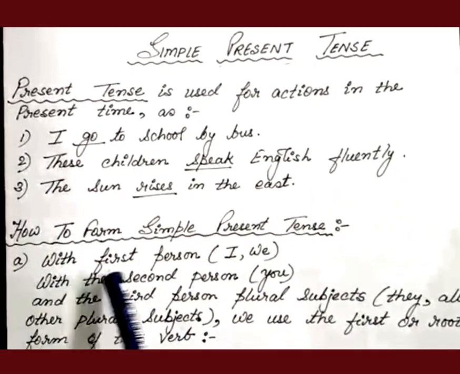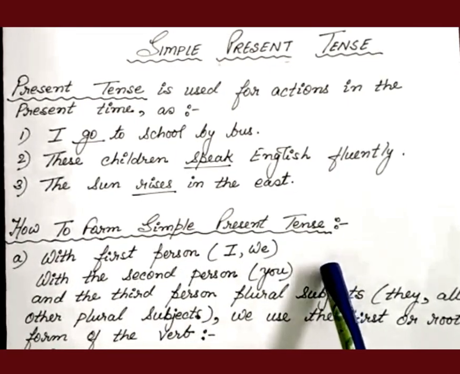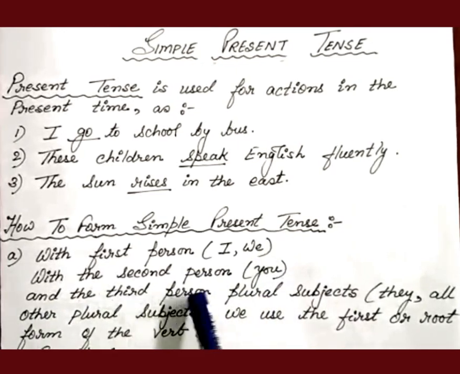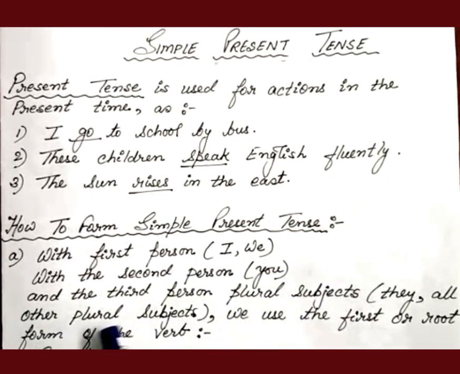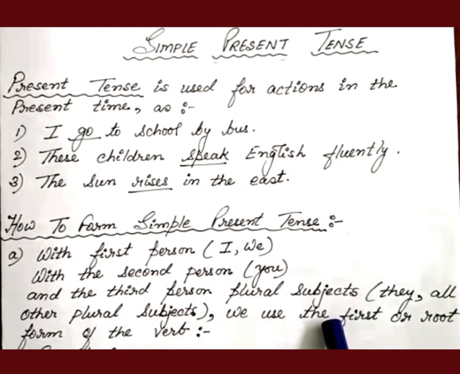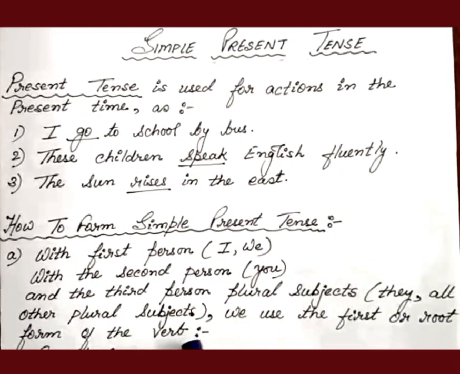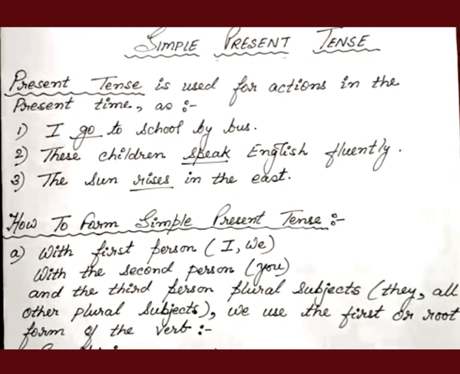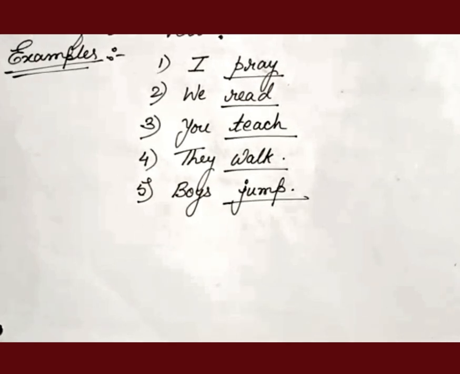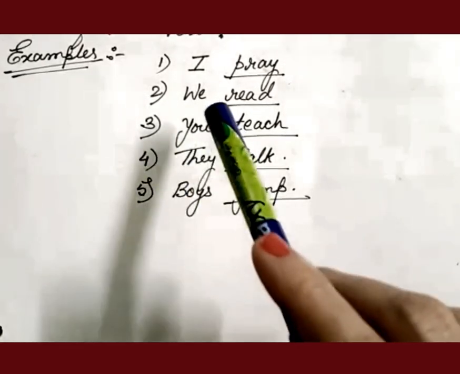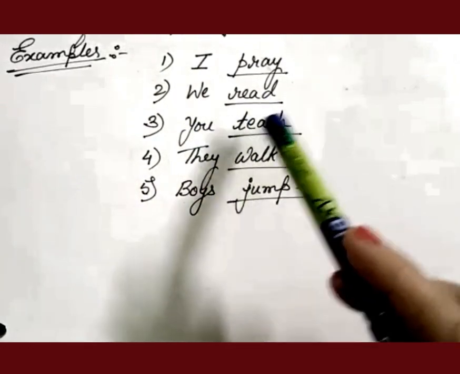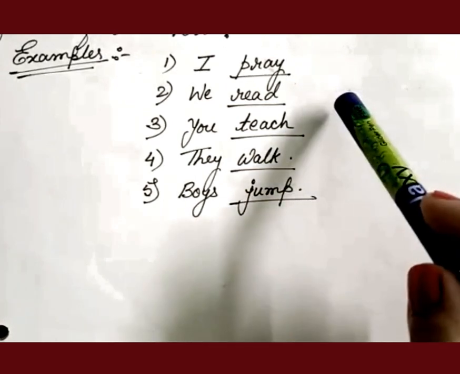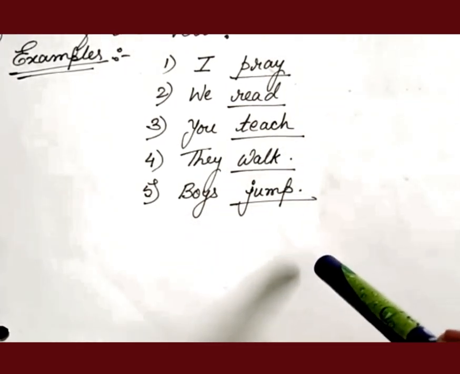Now let's know how to form simple present tense. With first person, that is I and we, with the second person, that is you, and the third person plural subjects, they, all other plural subjects, we use the first or root form of the verb. Now let's have a look at the following examples. I pray, we read, you teach, they walk, boys jump. So this is how we are forming the simple present tense.